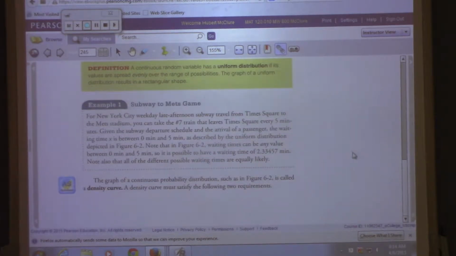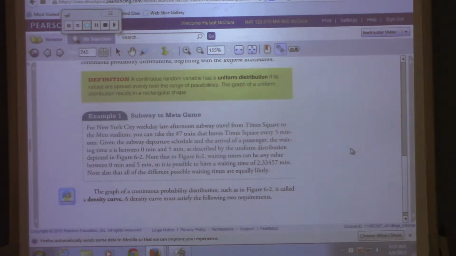First of all, there's two kinds of distribution. First type is uniform distribution. And you might want to write that down. Uniform distribution is where there's no variation. No variation.